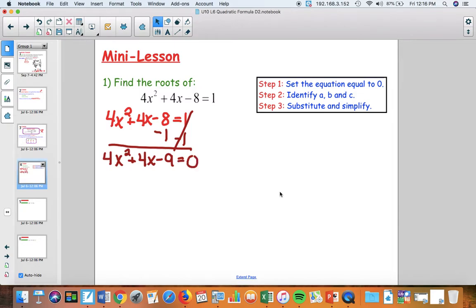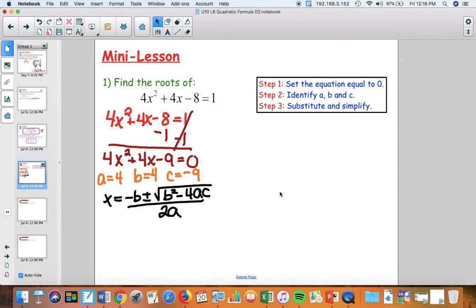Now, since this is in standard form and it's equal to 0, we can identify A, B, and C. So A here is 4, B is also 4, and C is negative 9. Don't forget the sign in front of the number. So once we have A, B, and C, we can plug them into the quadratic formula. So first I'm just going to write it, x equals negative b plus or minus the square root of b squared minus 4ac all over 2a.